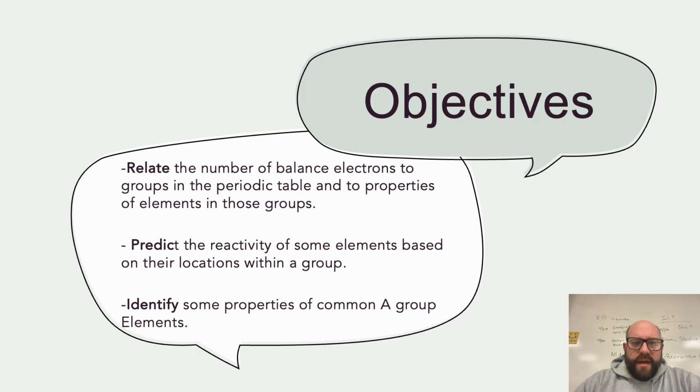The objective for today is to relate the number of valence electrons to the groups in the periodic table and the properties of the elements in those groups, predict the reactivity of some of the elements based on their location within a group, and identify some of the properties common to A group elements.